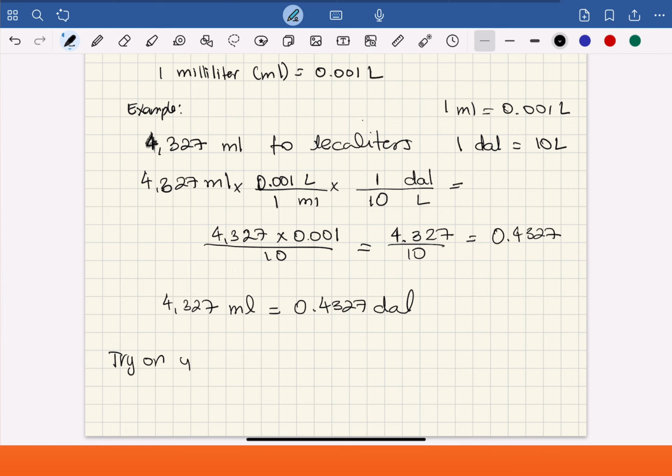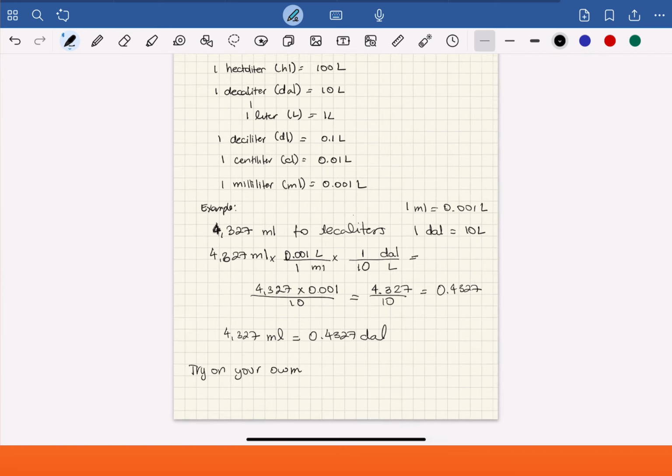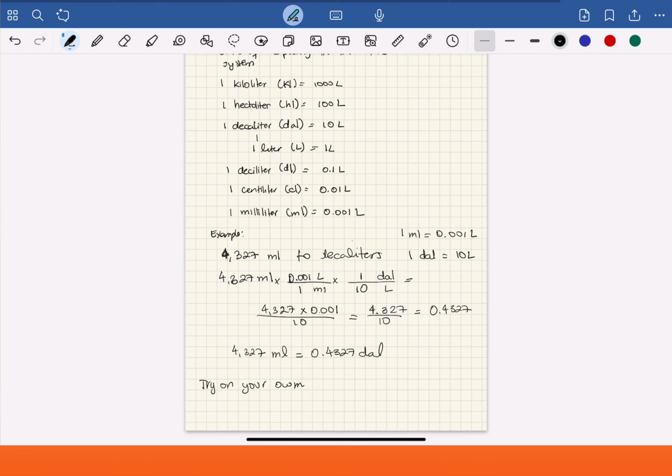Okay. Now this is what I want you to try on your own. Try on your own before class. I want you to convert, and I want you to show me the conversions, okay? 1 hectoliter to centiliters. Okay, so this is what you have to do.